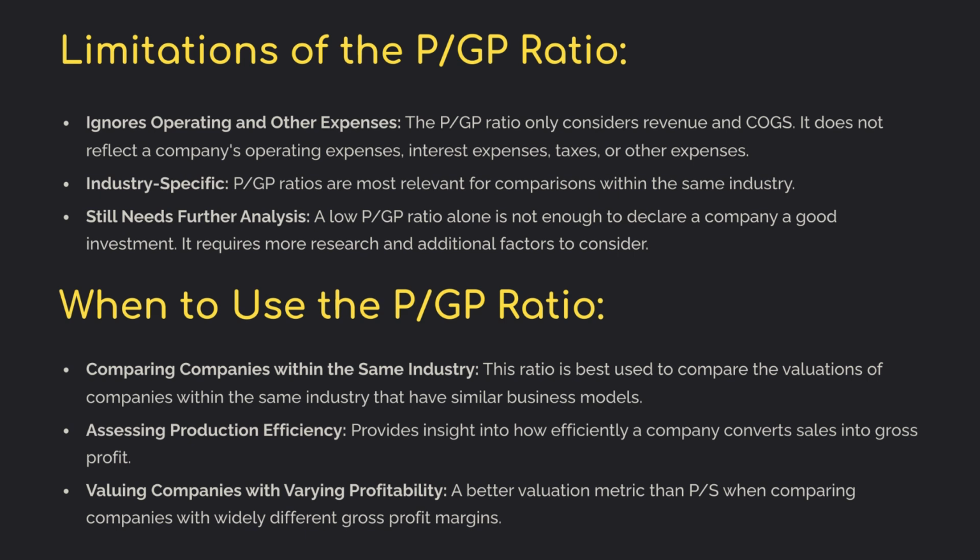When to use the PGP ratio: comparing companies within the same industry. This ratio is best used to compare the valuations of companies within the same industry that have similar business models. Assessing production efficiency: it provides insight into how efficiently a company converts sales into gross profit. Valuing companies with varying profitability: it is a better valuation metric than price to sales when comparing companies with widely different gross profit margins.